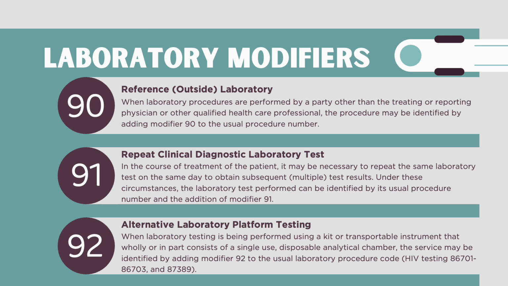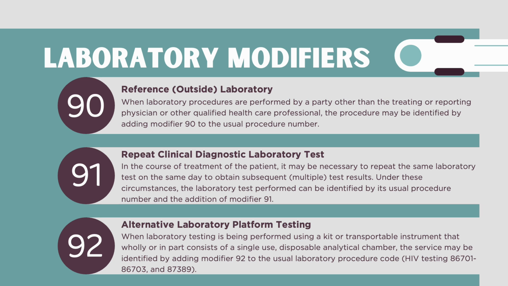Modifier 91 is used for repeat clinical diagnostic lab tests. If a test is performed more than once on the same day to obtain subsequent test results, you should append a modifier 91 to the subsequent identical test. Modifier 91 is appropriate to use when testing for multiple arterial blood gases for a patient in a 24-hour period. However, you would not use it if the same test was performed to confirm the results of a previous test or if it was repeated due to equipment malfunction.